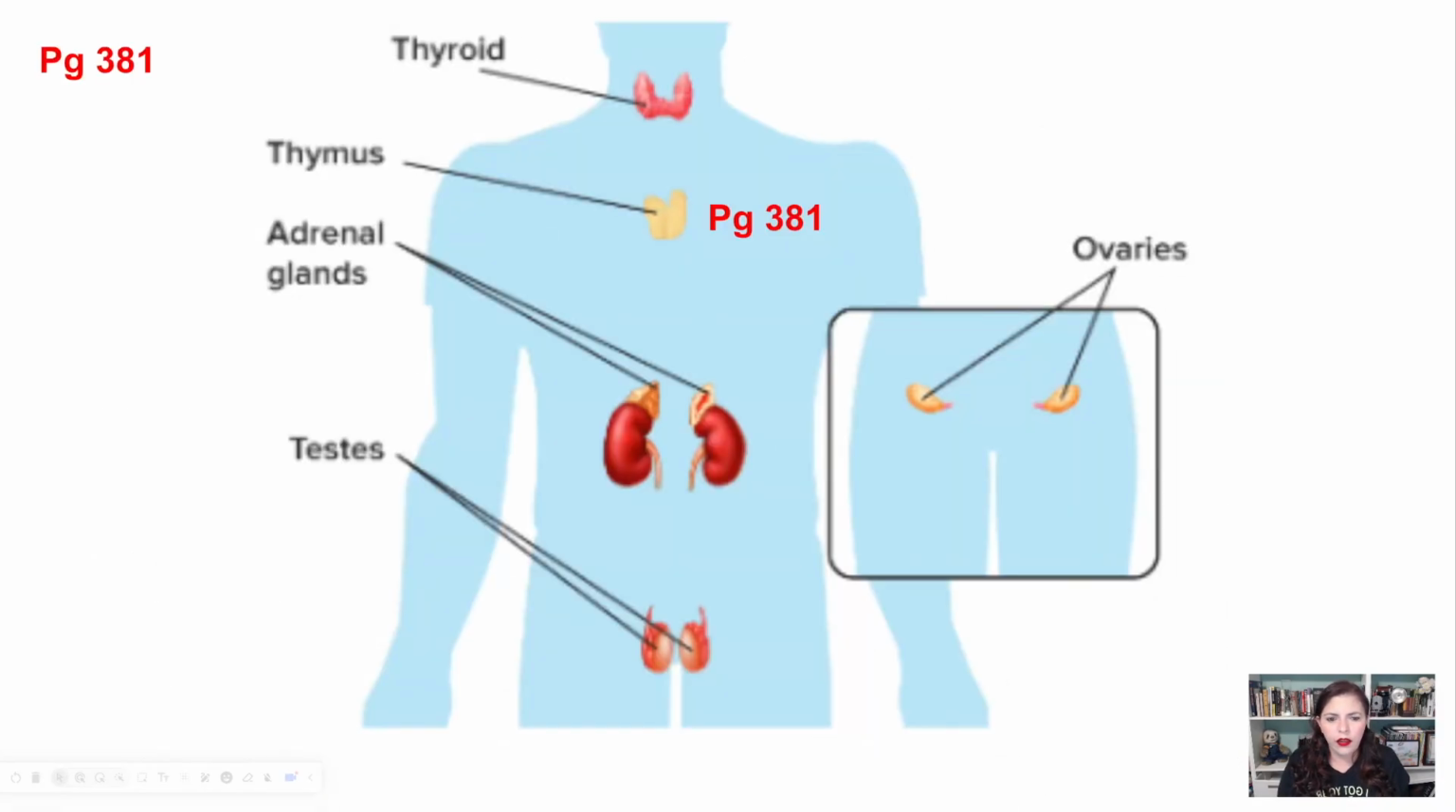Here are some of the different glands, right, from your textbook. And this one has the testes and it has the ovaries. And then you can see the adrenal glands on top of the kidneys. And then the thymus and the thyroid.